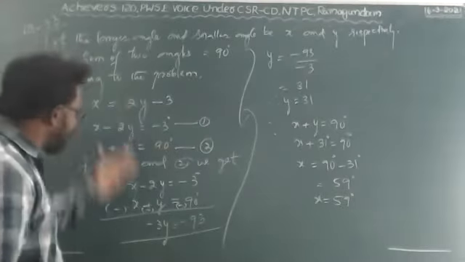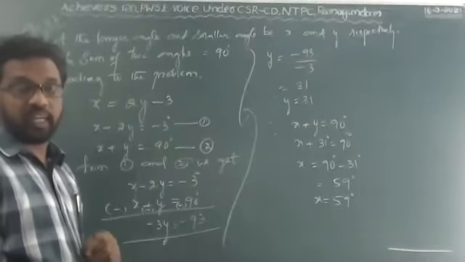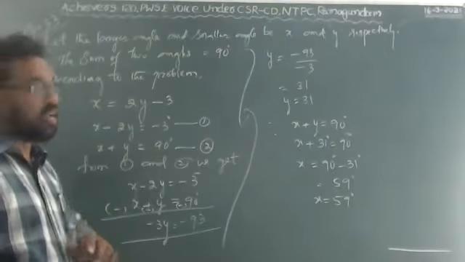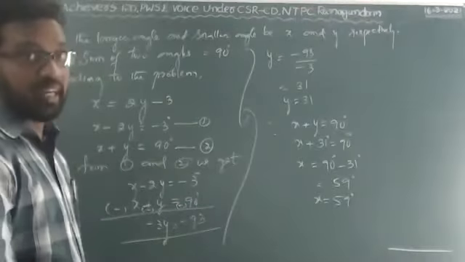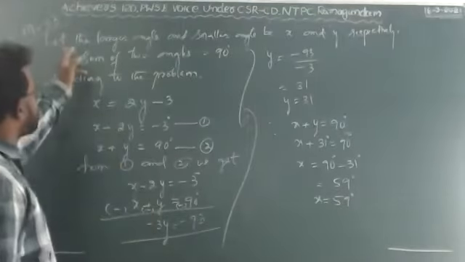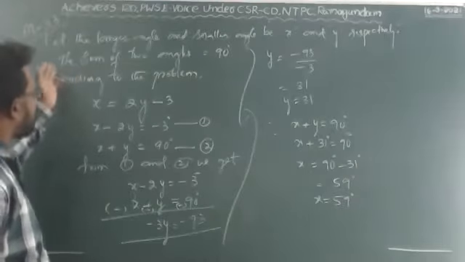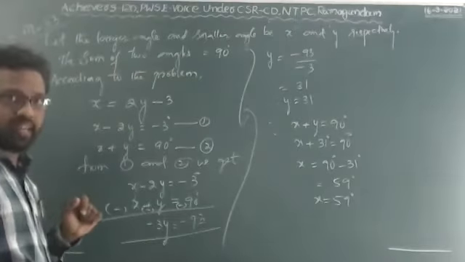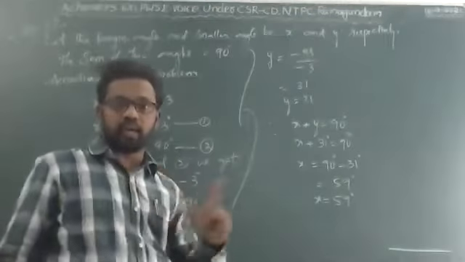This is the elimination method, in which we deleted one term. The same, if you want to go with the substitution method, let me show the substitution. This is called the elimination method, so there are no changes. Let the larger angle and smaller angle be x and y. The sum of the two angles is equal to 90. If you want, take a screenshot of this elimination method.